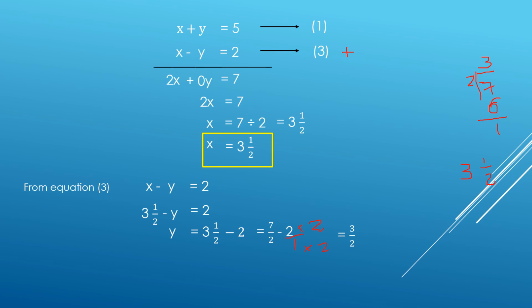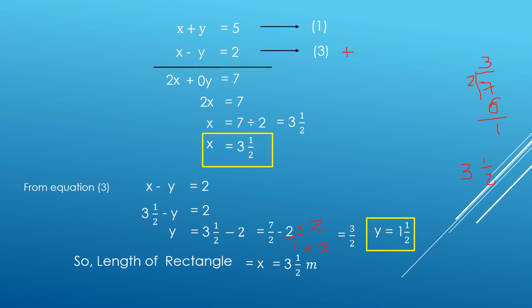Good. So we got the value of y as 3/2, that is 1 1/2. You can divide 3 by 2 as we have done earlier and check it. So we got the value of x and y correctly. And what is this x and y? Length of the rectangle is x, that is 3 1/2 meters. Breadth of the rectangle is y, that is 1 1/2 meters.